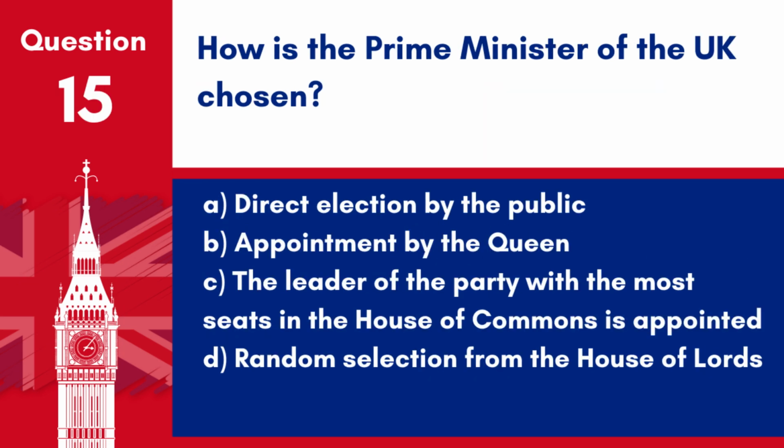Question 15. How is the Prime Minister of the UK chosen? A. Direct election by the public. B. Appointment by the Queen. C. The leader of the party with the most seats in the House of Commons is appointed. D. Random selection from the House of Lords.